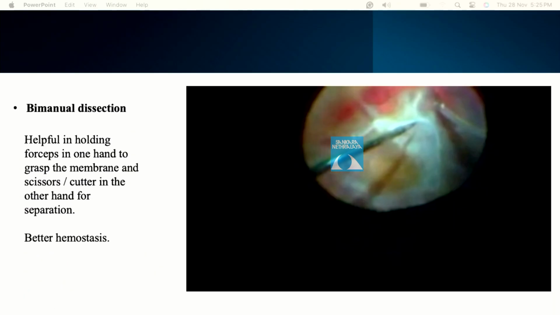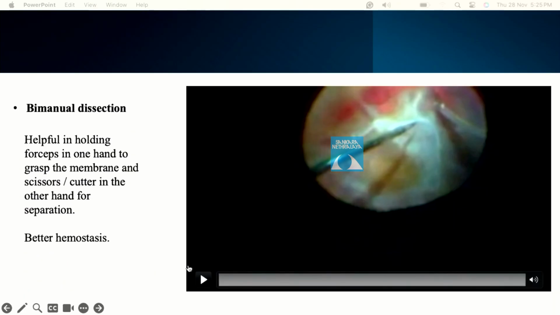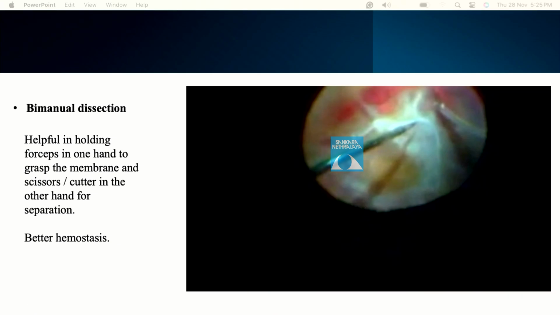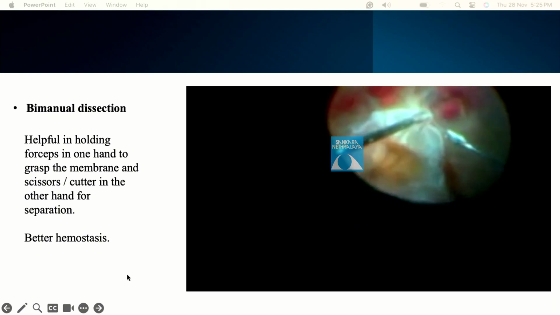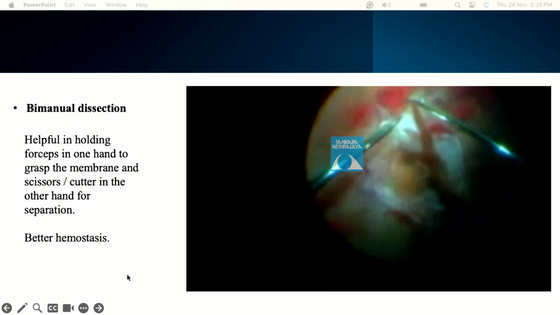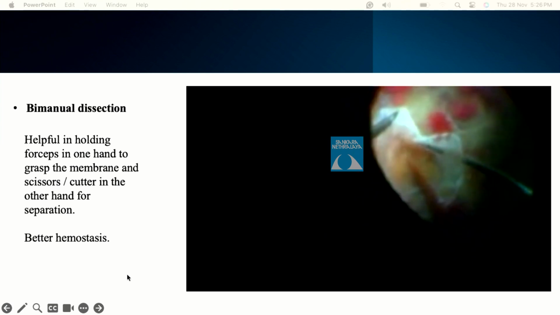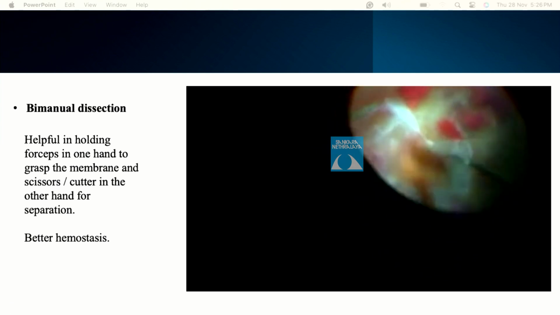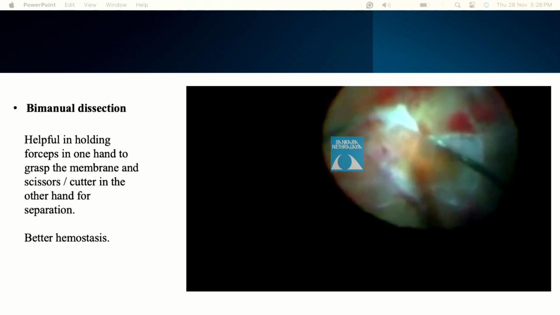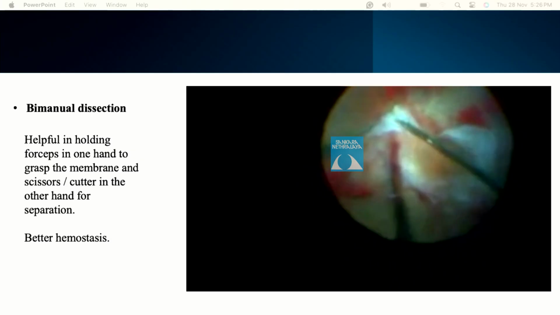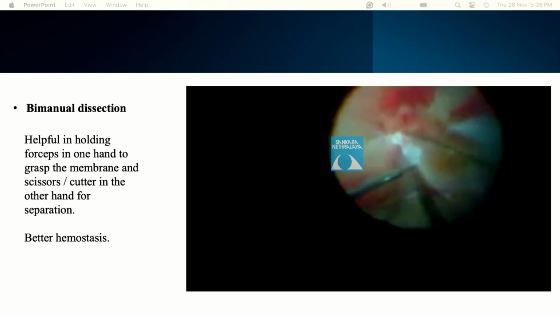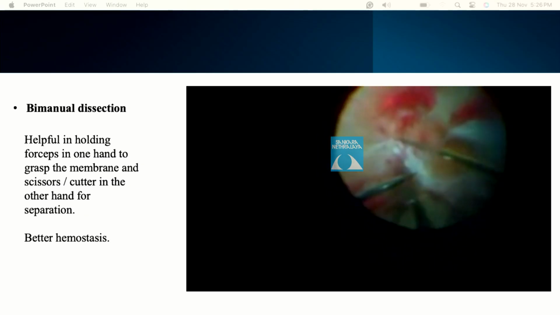Coming on to bimanual dissection, it is helpful because we can hold a forceps in one hand and scissors or cutter in the other hand for the separation. This gives us better control. A combination of sharp and blunt dissection can be used to remove the fibrovascular membranes. One by one we can remove it, and it gives better control over the membrane, which causes lesser bleeding and subsequently lesser surgical time. It's just that we'll have to make an additional sclerotomy port for the chandelier.